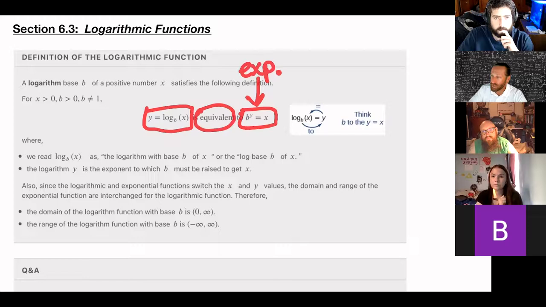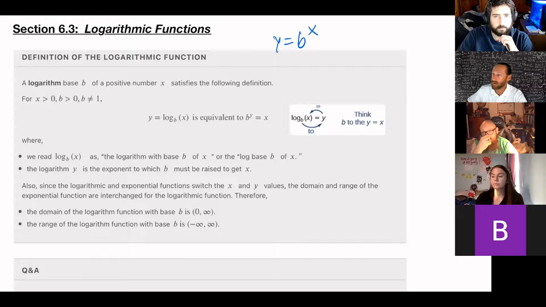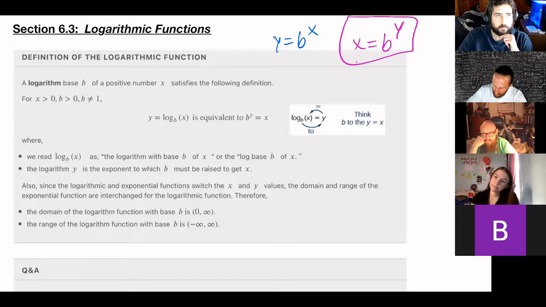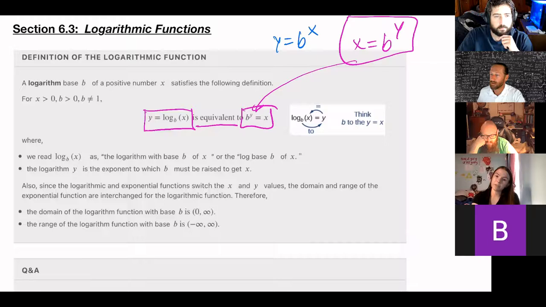Now, remember our exponential function a minute ago was this, y equals b to the x. And haven't we already talked about how to find the inverse in the previous unit? What did we do to find the inverse? Switch the x and y's. Okay, Jenny. And if I switch the x and the y, then I'd have x equals b to the y. And if you notice, isn't that exactly what we have? And what are they saying that this is equivalent to? Did I just prove to you that they are indeed inverses then?